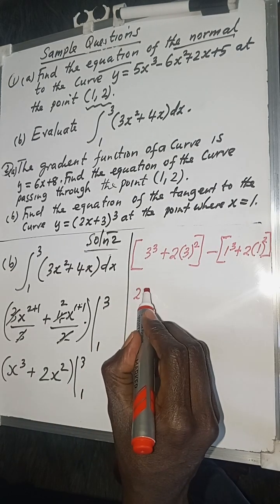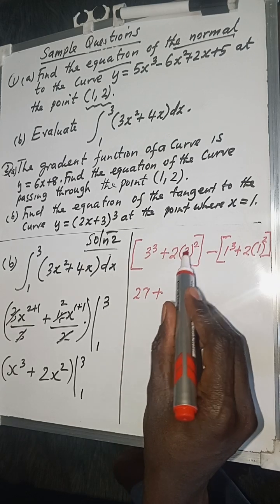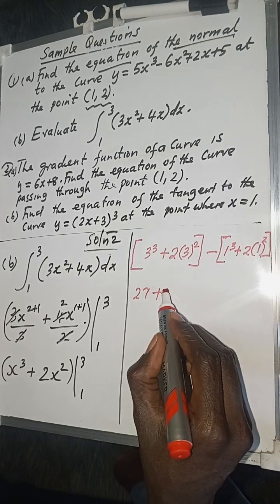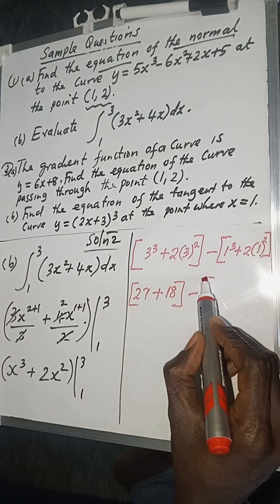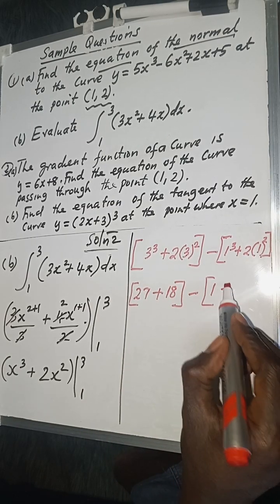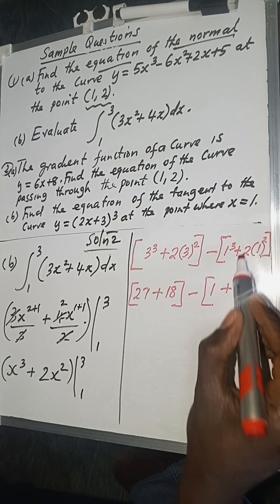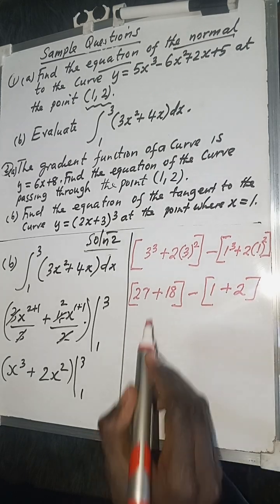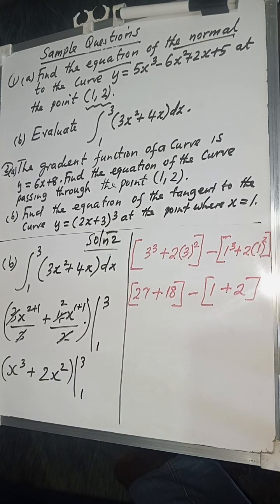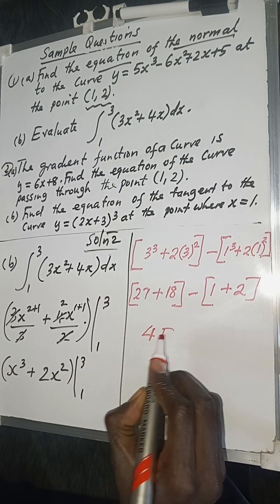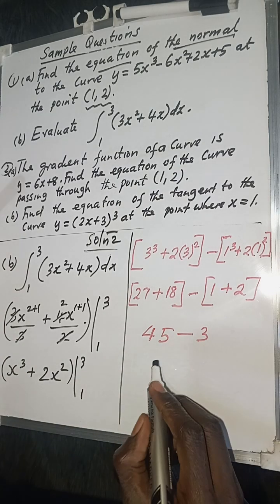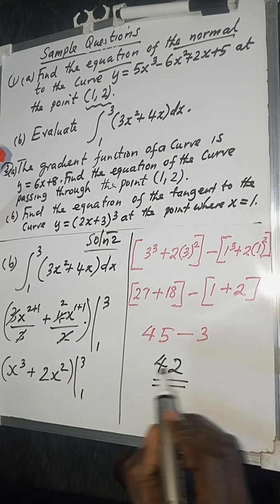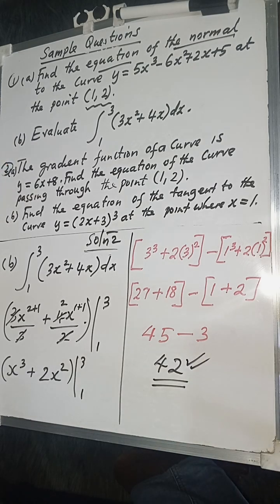So that will be 27 plus 3 raised to the power 2 is 9. 9 times 2 is 18. So this is what we are having there, minus 1 raised to the power 3 is 1 plus 1 raised to the power 2 is 1, times 2. That will give us a 2. So what is 27 plus 18? That is going to give you a 45 minus a 3. 45 minus 3, well, that will give us a 42. So that is what they wanted us to do there.